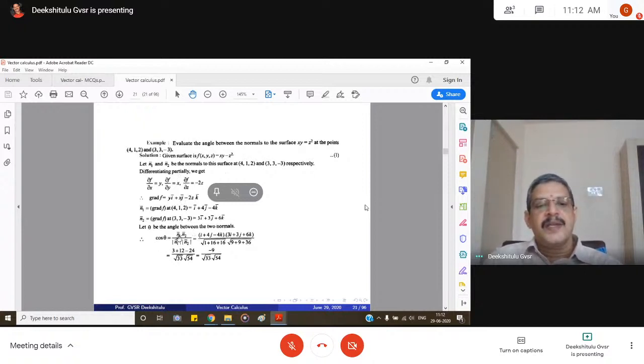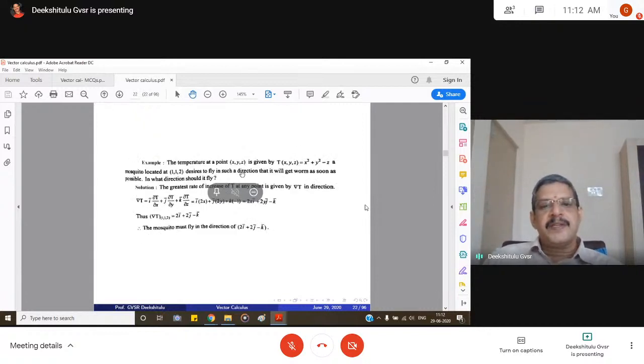So cos θ is a·b divided by |a||b|. That is the principle we have for θ. The magnitude of the first vector is the square root of 1 + 16 + 16, and the second is the square root of 9 + 9 + 36. So the denominator is the square root of 33 into 54, and the dot product of the two vectors is 1 into 3 plus 4 into 3 minus 4 into 6. This is how we get the angle between these two normals to the surface at two different points.